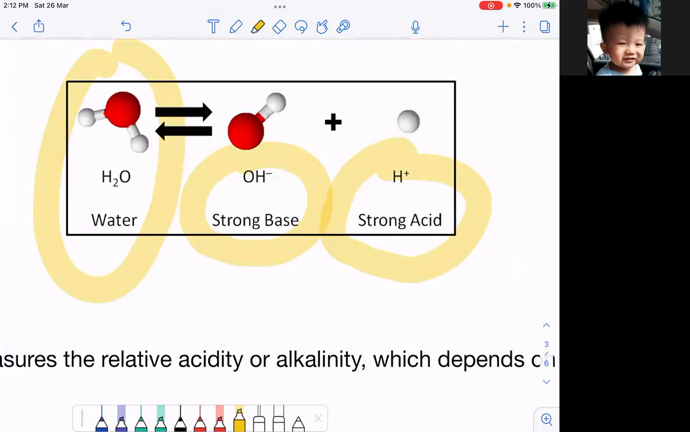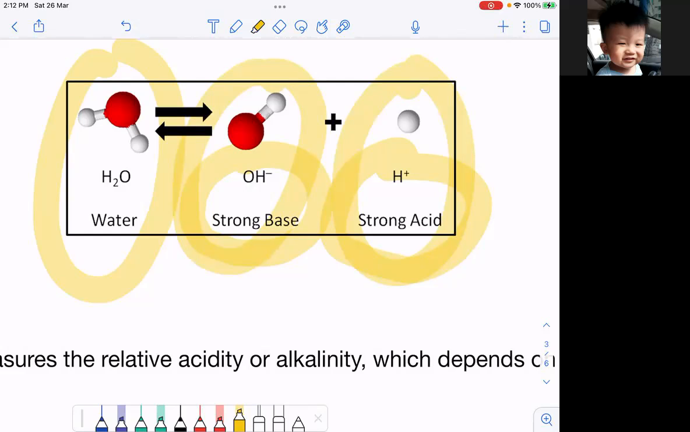When you drink it, do you think it will taste like acid or alkaline? But actually it contains OH minus and H plus. Then how come it tastes so nice and harmless? Because it has the same number of H plus and OH minus. So they kind of neutralize, kind of even out.